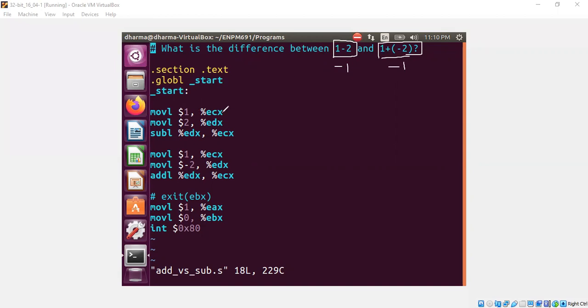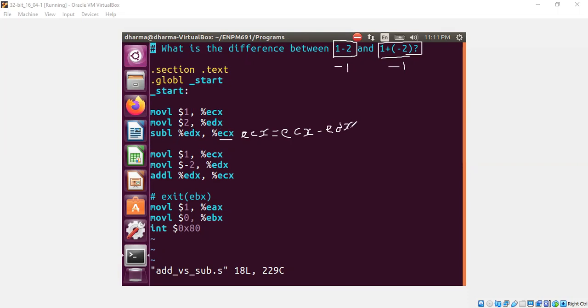I have put 1 to ECX and 2 to EDX. This is AT&T syntax, so this is the destination. So ECX will be ECX minus EDX, which means we can rewrite this as ECX is equal to ECX minus EDX, right? That's the meaning of the subtract statement. Okay, which becomes minus 1 as we expected. And what about the next expression?